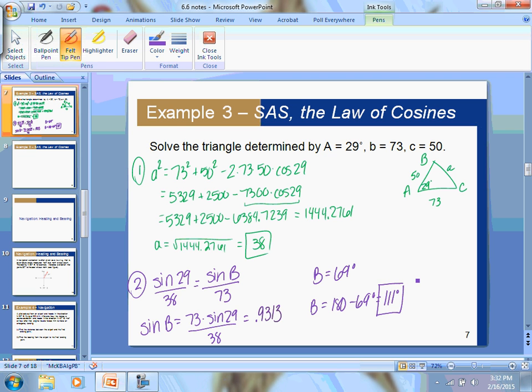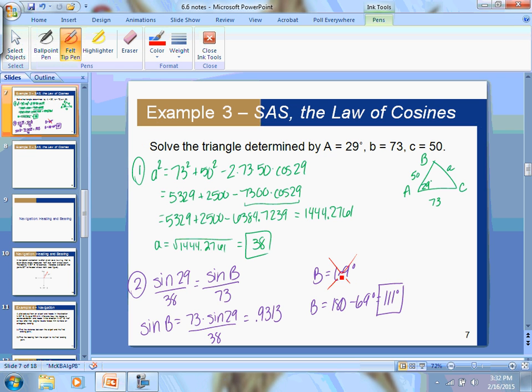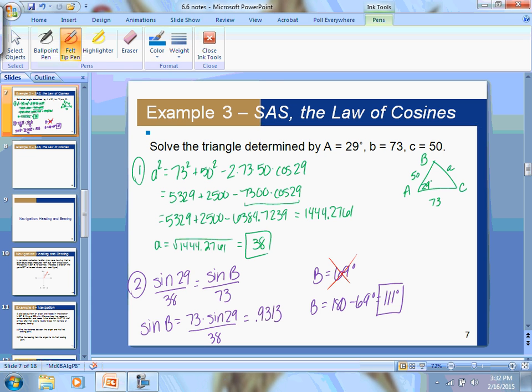Okay? So here you're just kind of using a little bit of reasoning to think through this and rule out which angle works and which angle doesn't. Okay? Then for my last step, I'll put it in over here. I just have to find the measure of angle C. So that's just going to be 180 minus the 29 plus the 111 that we just found. And that's going to be 40 degrees then.